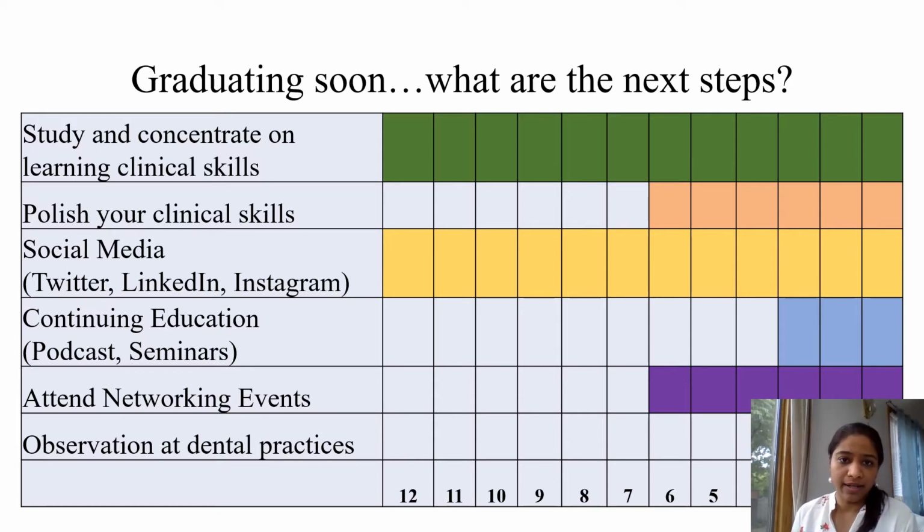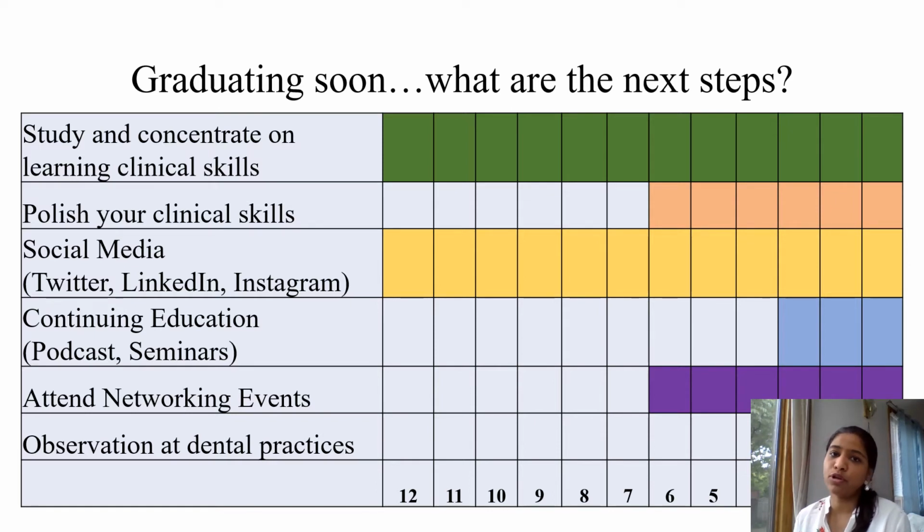So let's say you are a D3, D4, an intern, and you're graduating. So you're like, okay, what are my next steps? One, study and concentrate on learning clinical skills. This is the most important thing. Whether you are going to do a DMD or not, school is the best place to learn. Make mistakes, learn. You have professors who can rectify those mistakes. You have seniors, you have residents who can help you.